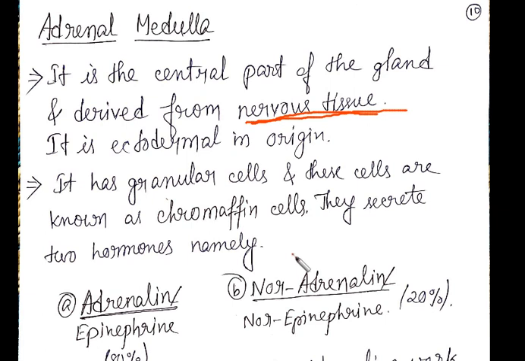Already I have discussed. Then it has glandular cells. Okay, and those glandular cells are also known as chromaffin cells. This is very important. Those glandular cells are known as chromaffin cells. Okay, so I think again there is a small mistake.